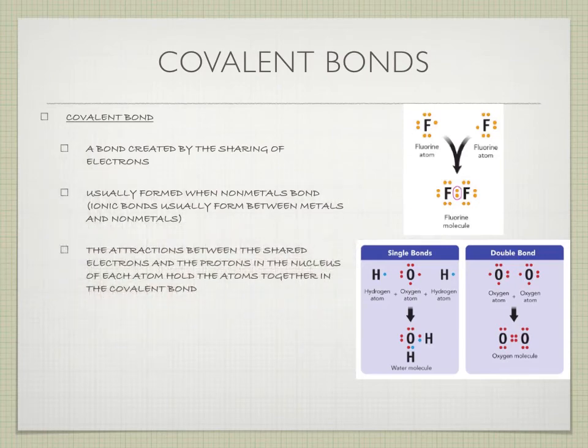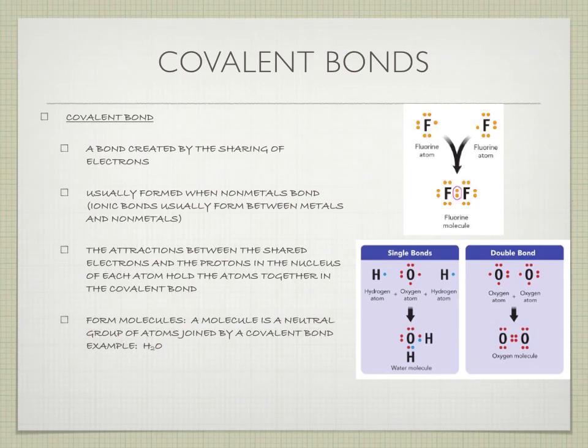So the attractions between the shared electrons and the protons in the nucleus of each atom hold the atoms together in the covalent bond. So water is a really good example of a covalent bond. And what happens during a covalent bond is they form molecules. And a molecule is a neutral group of atoms joined by a covalent bond. So when you hear the word molecule, that means it's a covalent bond.